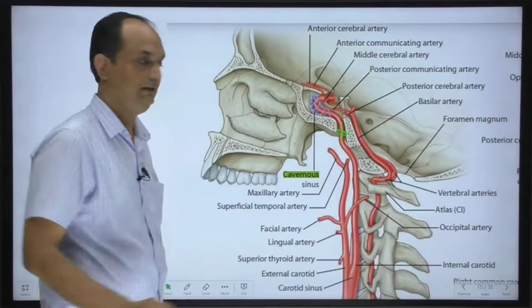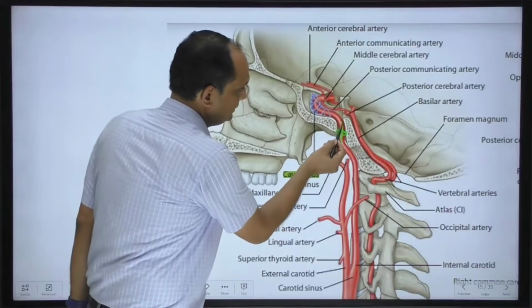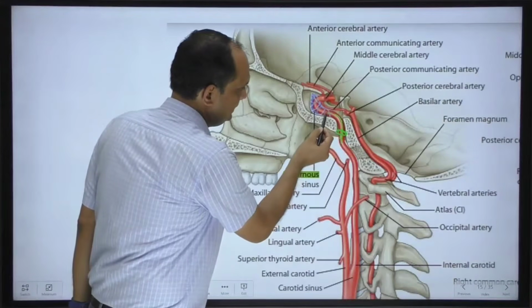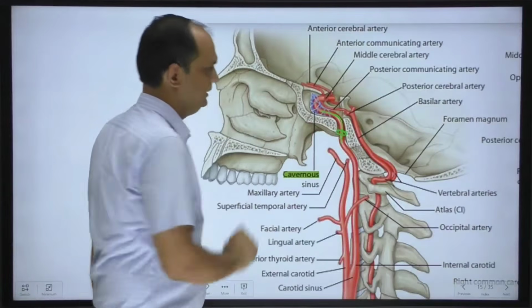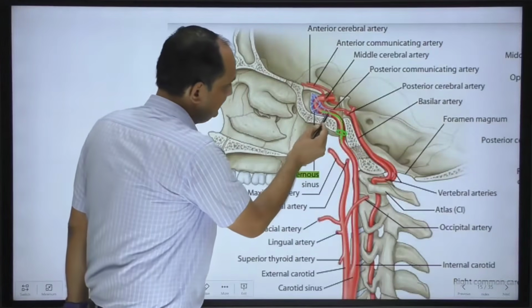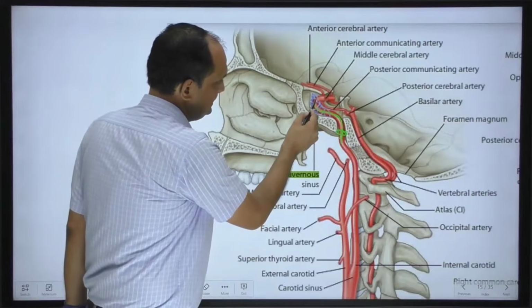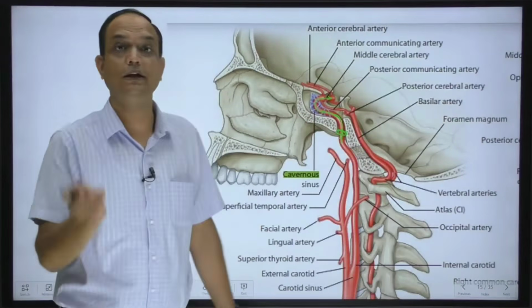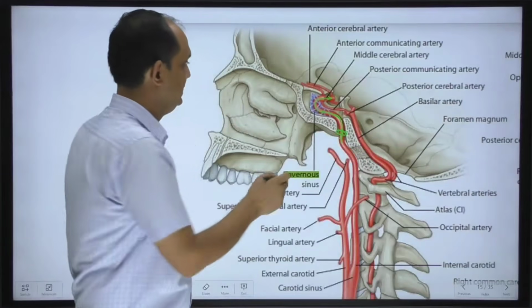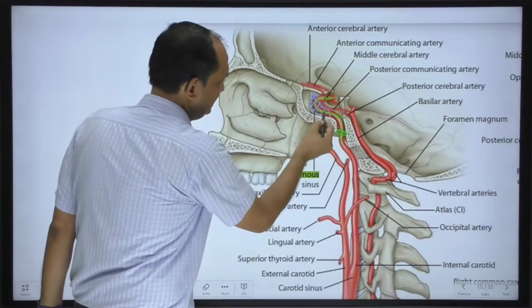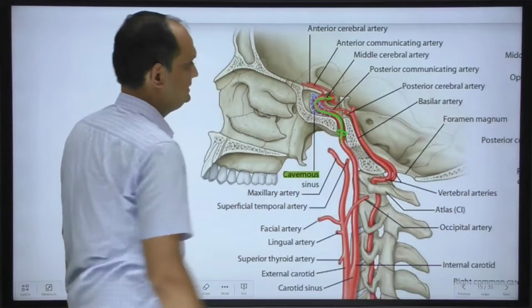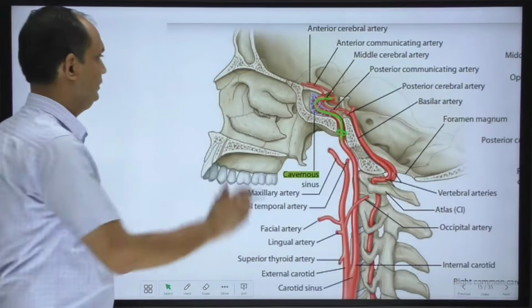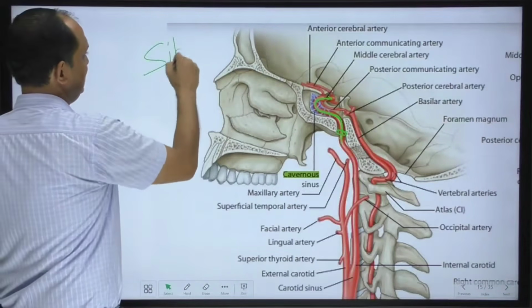Now once you see it enters into the cranial cavity, then it turns anteriorly. You can see that it is turning anteriorly. After passing through the cavernous sinus, it is again turning and coming out superior to the cavernous sinus. Clear? So you can see here that this is the loop, and this is known as the carotid siphon. What is that? It is the carotid siphon.